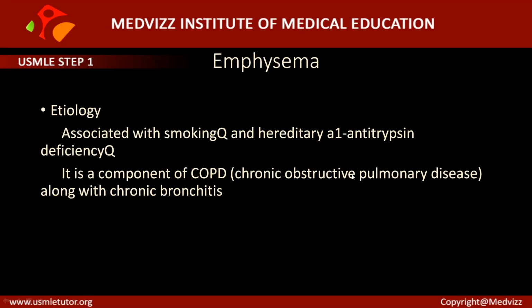So what is the etiology? Emphysema is associated with smoking as well as hereditary alpha-1 antitrypsin deficiency. So these are the 2 important etiological factors responsible for the development of emphysema. We know that emphysema is a component of COPD, chronic obstructive pulmonary disease, along with asthma, bronchiectasis, as well as chronic bronchitis. The other 3 also come under COPD.